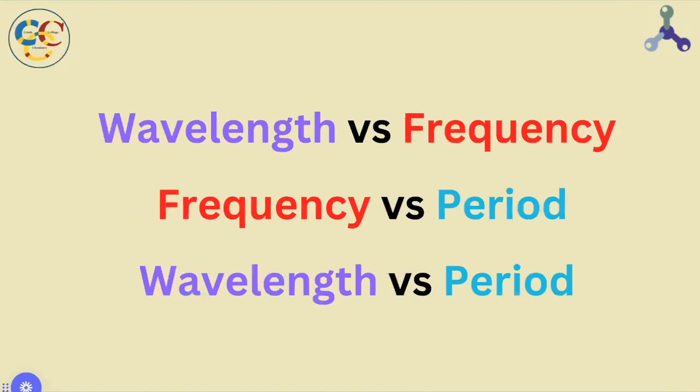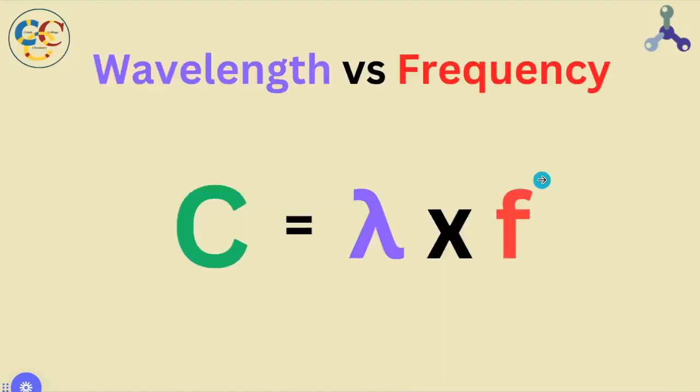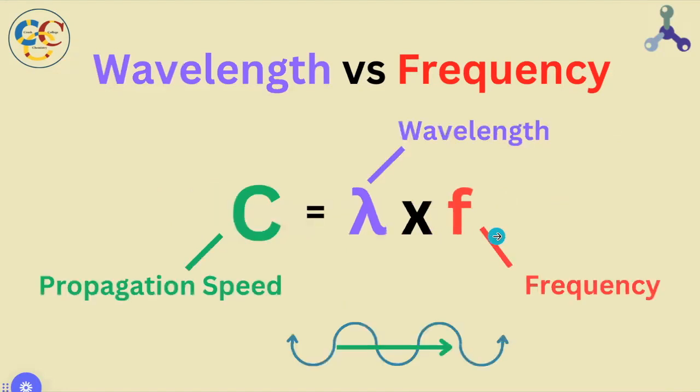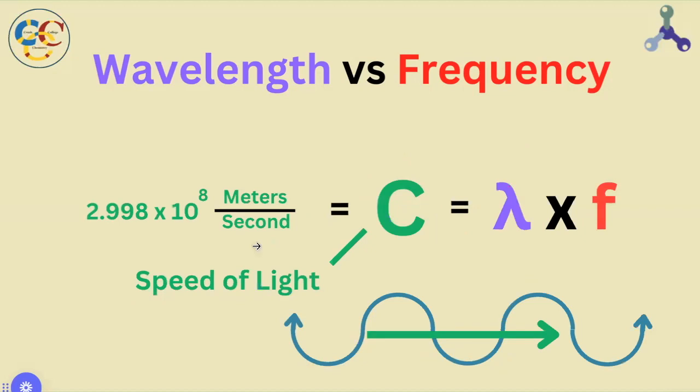What's the relationship between all three of these variables? We're going to start with wavelength and frequency, and we'll use this equation right here, c equals lambda f. So c is the speed by which light propagates, or travels forward, and it's equal to the product of our wavelength and frequency. This propagation speed is literally also the speed of light, because this is light that we're modeling. 2.998 times 10 to the 8 meters per second.